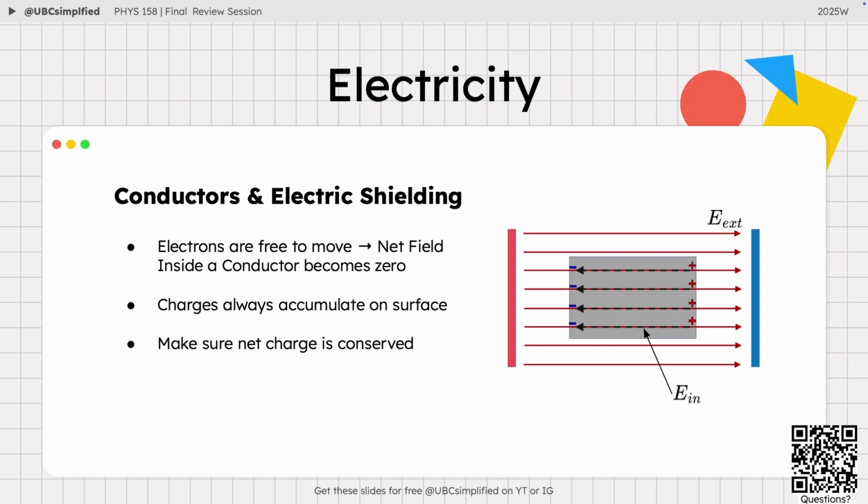And then they stop. At this point, there's no net field inside of the conductor, which is why conductors always have a field of 0 inside of them, and all of the charges are always distributed on the outside. The key with doing these types of problems is to make sure that the charges are conserved. So if it tells you that there is a charge of Q on this thing, once you've distributed your charges such that the fields cancel, there should still be a net charge of Q on the object. Does that make sense? Okay.